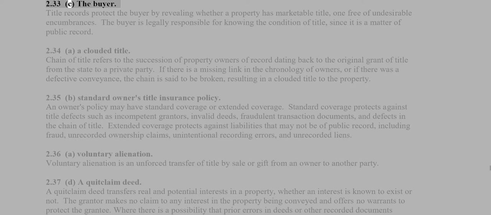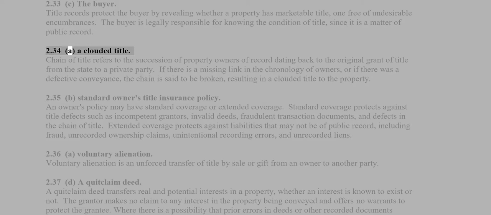2.33 c. The buyer. Title records protect the buyer by revealing whether a property has marketable title, one free of undesirable encumbrances. The buyer is legally responsible for knowing the condition of title, since it is a matter of public record.